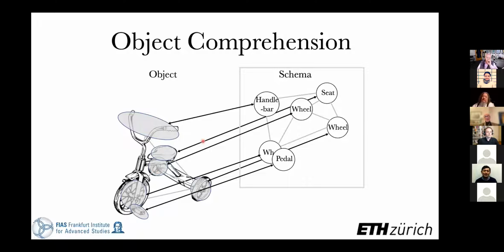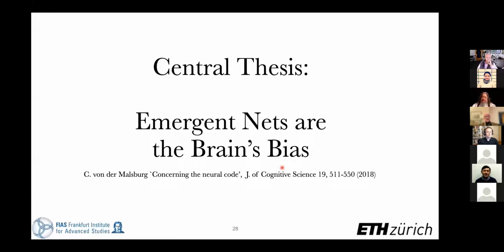linking sensory objects to schematic descriptions thereof, schematic descriptions that are put together by network fragments that have been trained before. So let me come to my end and repeat my central thesis. Emergent nets are the brain's bias. Thank you.